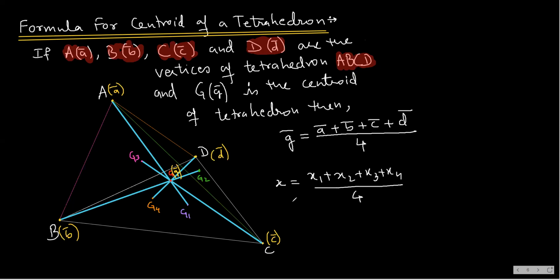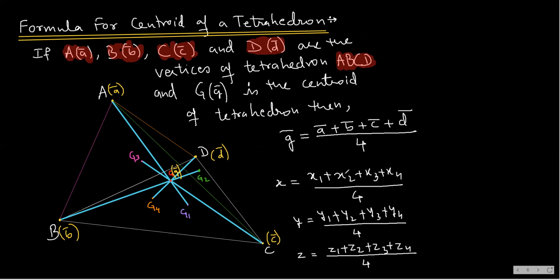Similarly, the y coordinate of the centroid will be y1 plus y2 plus y3 plus y4 upon 4. And the z coordinate of the centroid of the tetrahedron will be z1 plus z2 plus z3 plus z4 upon 4, where x1, y1, z1, x2, y2, z2, x3, y3, z3, and x4, y4, z4 are the coordinates you know. So this is the complete detail about the formula for the centroid of the tetrahedron.